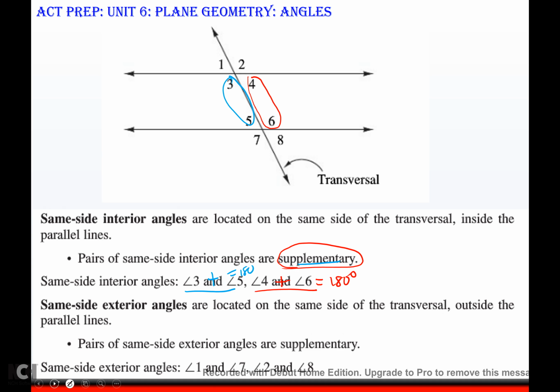Your same side exterior angles, okay, here's your exteriors, on the same side of the transversal would be 1 and 7, and those are also supplementary, so they're not equal, but if I add them up, I'll get 180. And the other same side exterior would be the 2 and the 8, which are not equal, but they are supplementary, so they will add up to 180 degrees. Okay?